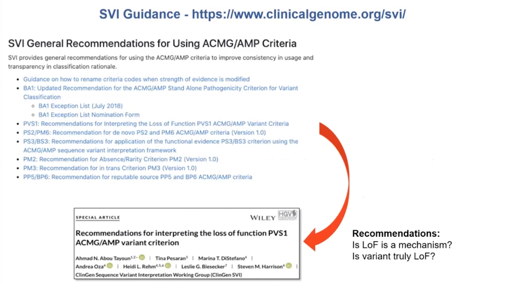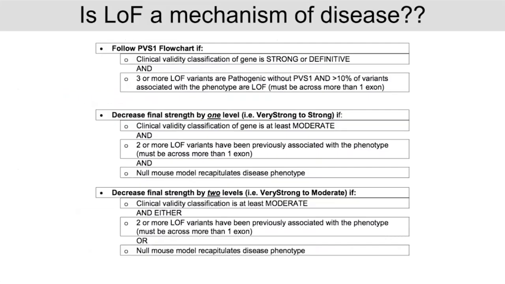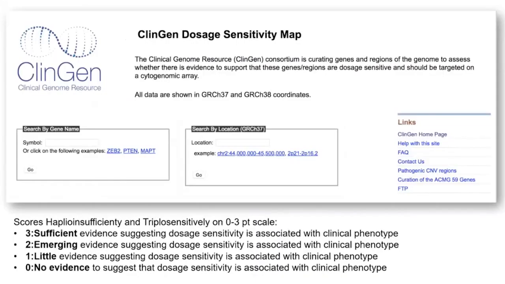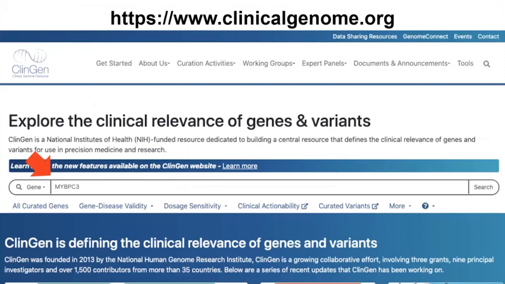And a few years ago, the SVI group published guidance on interpreting this PVS1 criteria that I've shown here, which you can find on our website. And again, one of the first questions that you need to address is, is loss of function a mechanism of disease? There are a couple of ways you could figure out this information. We have some suggestions here taken from the paper. One way that I often approach looking at whether loss of function is a mechanism is to look at the ClinGen dosage sensitivity curations. And these can be found on the ClinGen website.